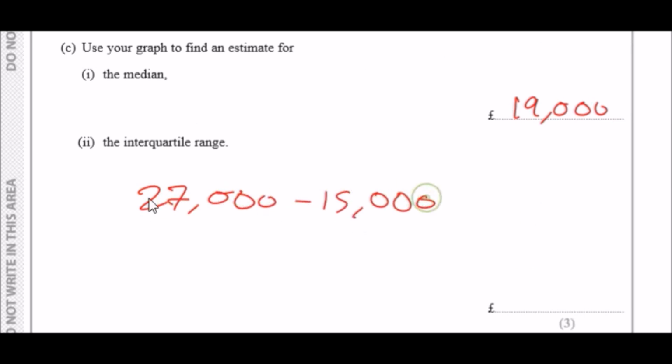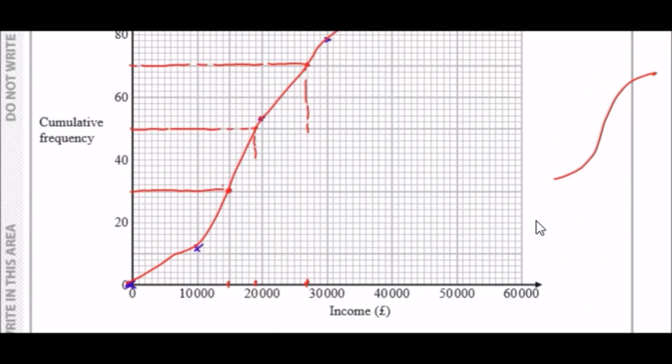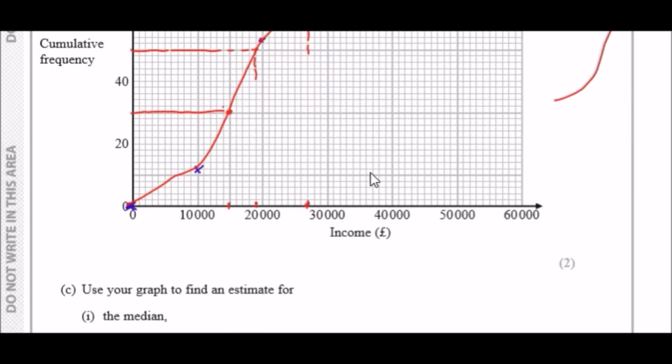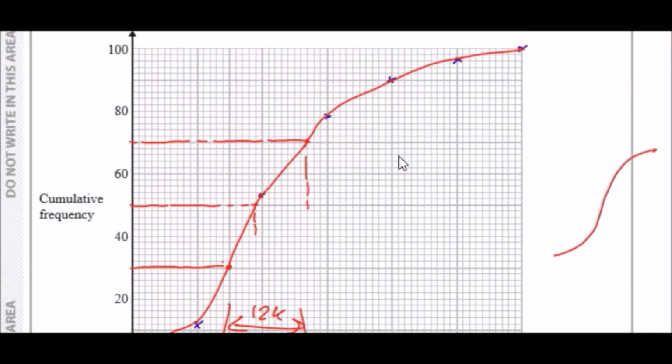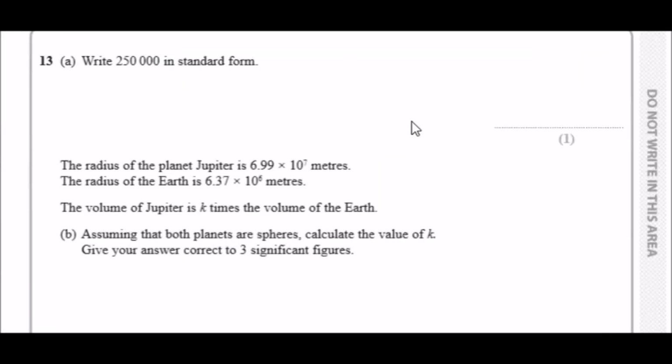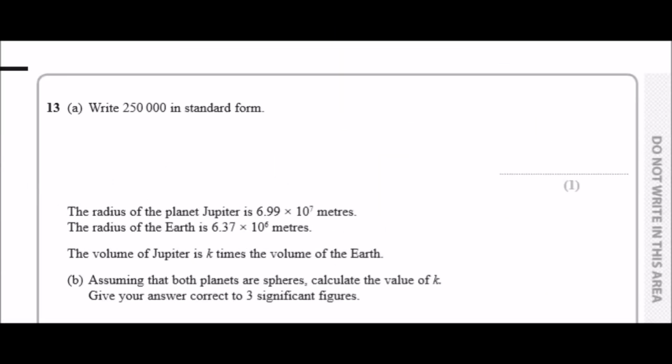So that's 12k. Yeah, so the interquartile range, so the difference between the 25th and 75th person is 12k. So that's actually quite a lot. Anyways, that's it for interquartile range. So let's move on. Okay, question 13.